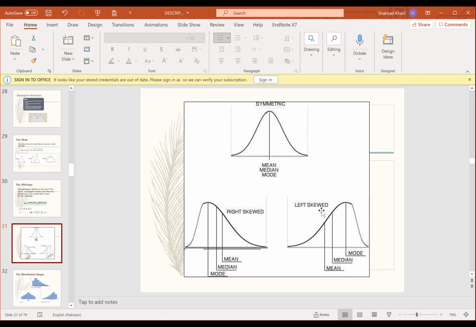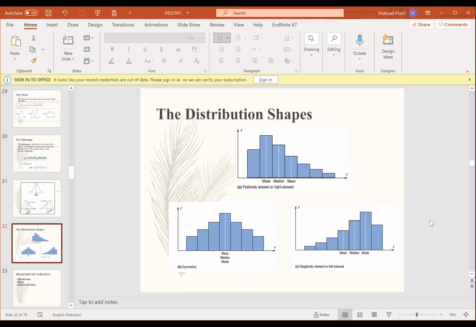Left side skewness is also known as negative skewness. You can see in this area the data is bunched up over here. The median is in the center, the mean is towards the tail where the data is decreasing, and the mode is here. If we see the different shapes of histograms, there is the normal histogram, the symmetric one, then the positively or right-skewed one, in which you can see median, mean, and mode, and then the negatively or left-skewed one.